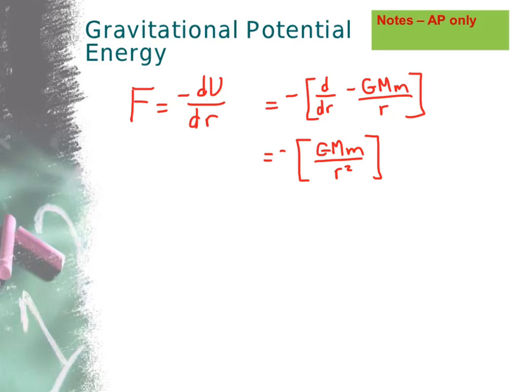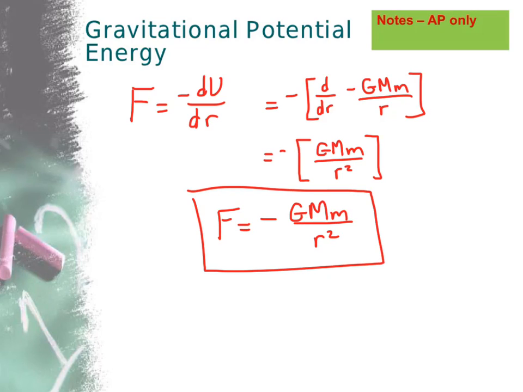But remember that the force is opposite of that derivative, so I still have this negative sign on the outside, which means my force is equal to negative GMm divided by r squared. And that is, for those of you in AP, this negative sign is consistent with having a negative gravitational potential energy. Okay.